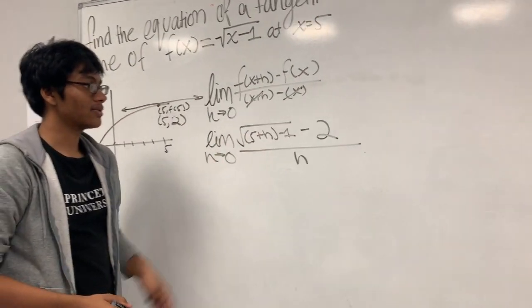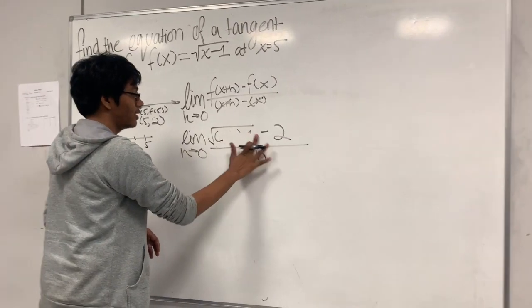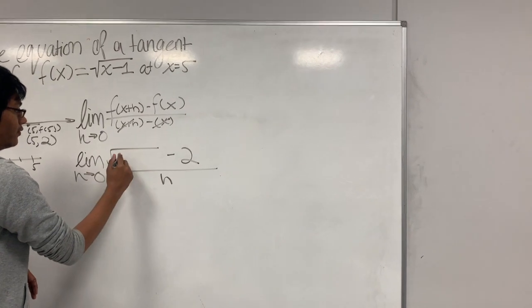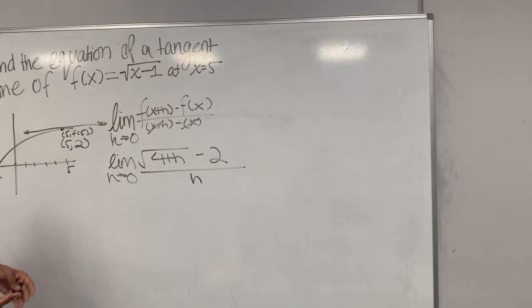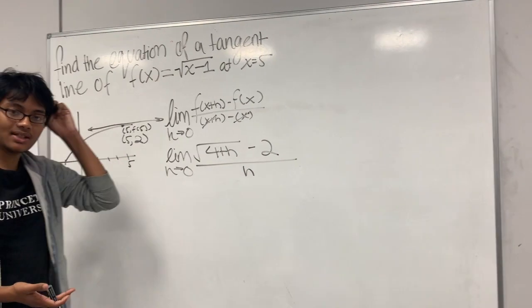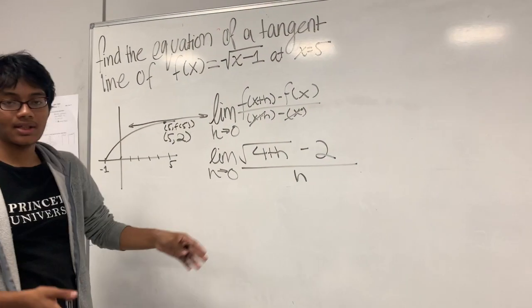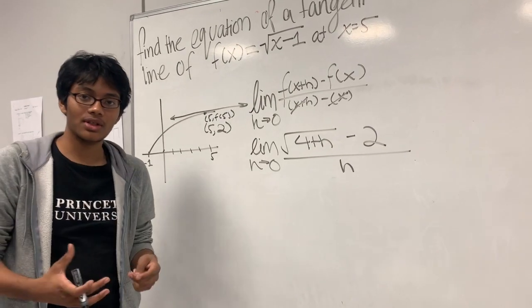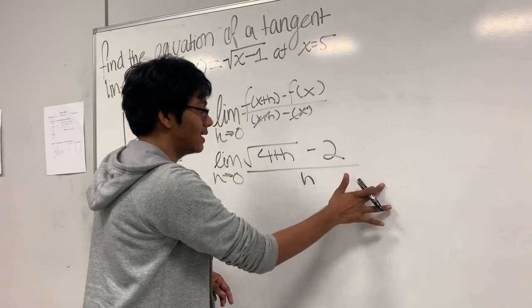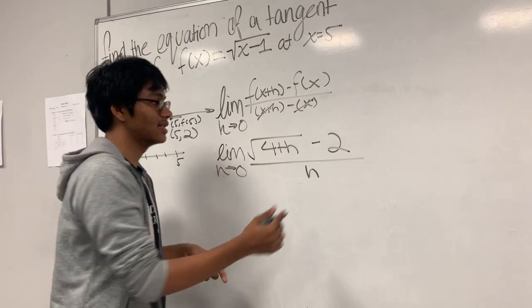And what about this? Well, the left-hand side simply becomes 4 plus h. Okay, now it's just a matter of simplifying this limit, right? Whenever I see a square root, what I try to do is use the conjugate somehow. So it turns out that the conjugate actually works in this case.